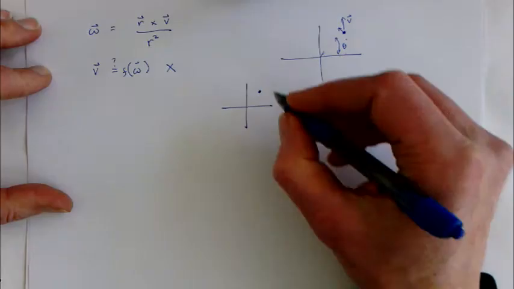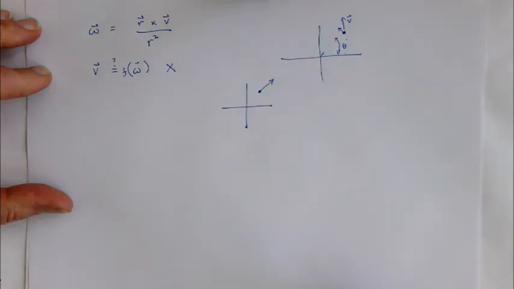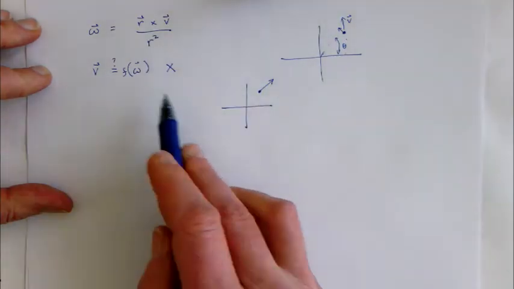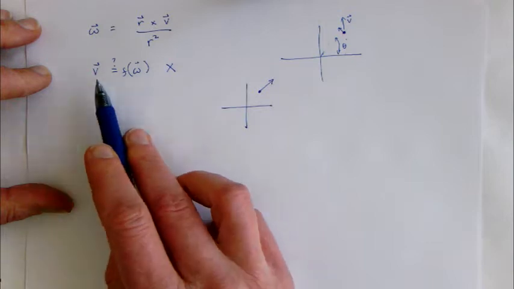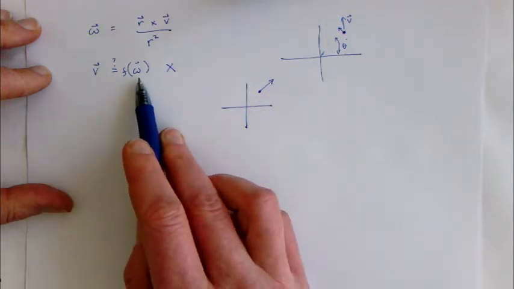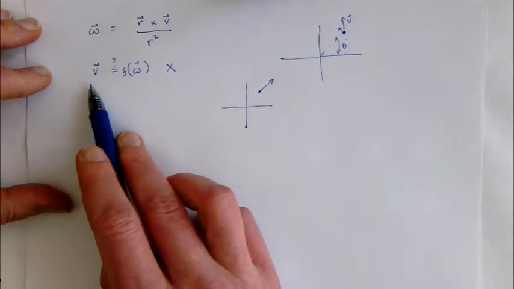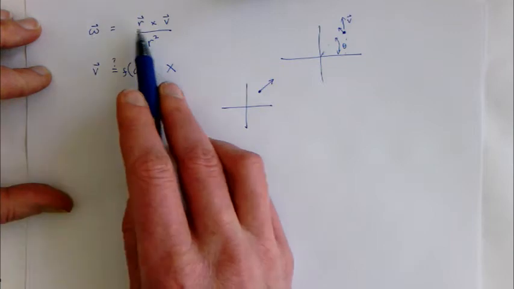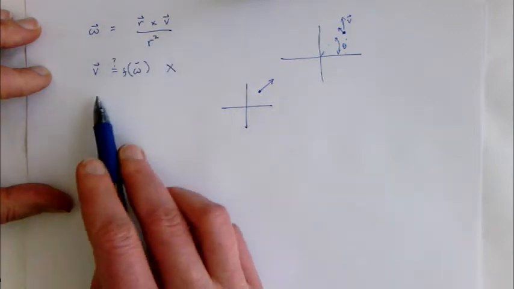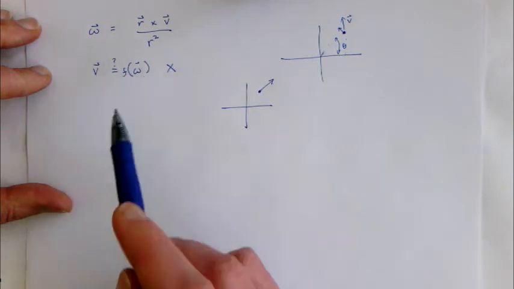Let's imagine I've got some object that's moving directly away from the origin, right? If it's moving directly away from the origin, pretty clearly omega is not changing at all, but it has a velocity. And furthermore, that velocity could be whatever it wanted to be, and still omega wouldn't be changing at all. So although you can figure out what the angular velocity is from the linear velocity, you can't actually figure out what the linear velocity is from the angular velocity in the general case.